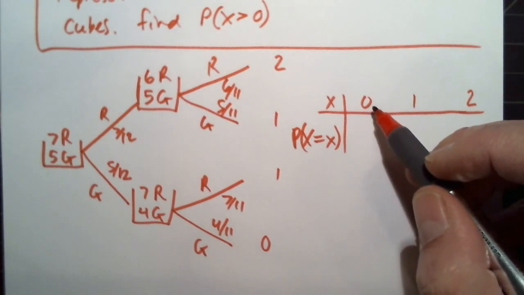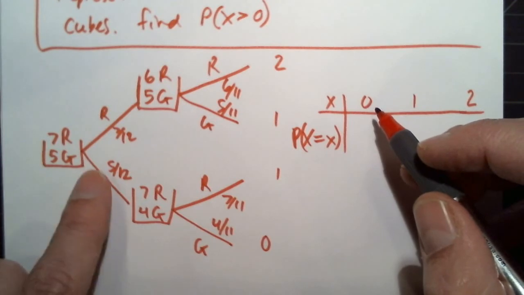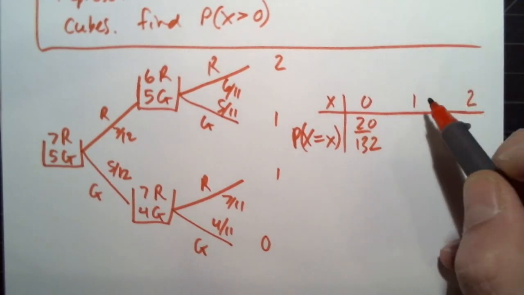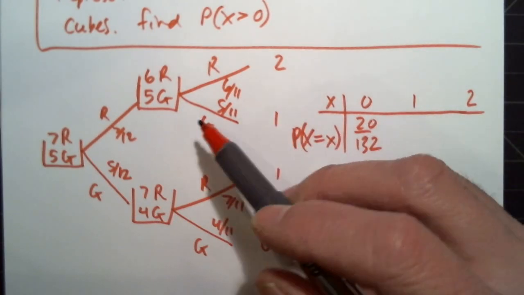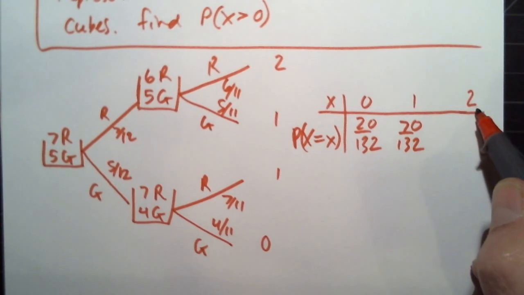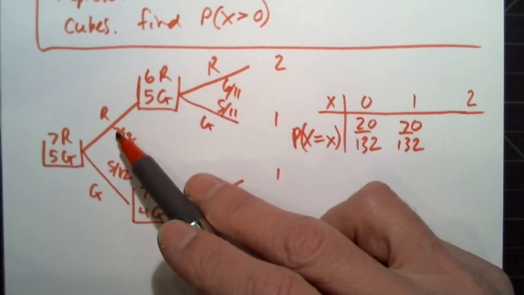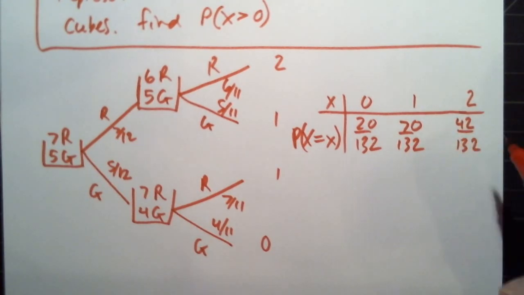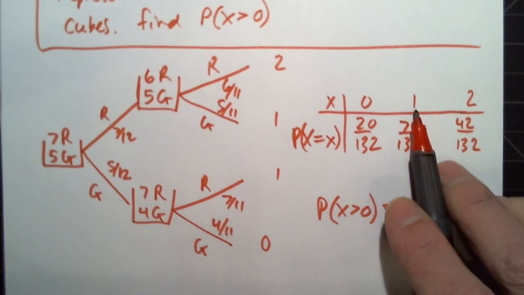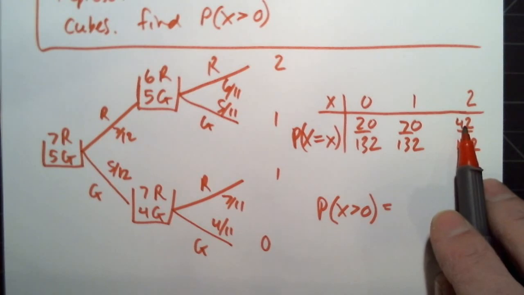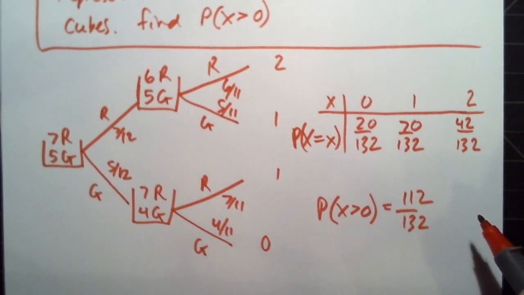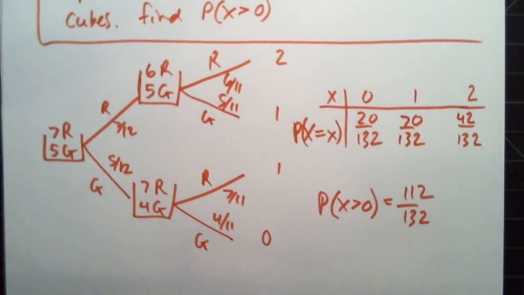The probability of 0 reds is down here with 2 greens, and we'll go 5 times 4 and 12 times 11. 20 over 132. And we can have one red 2 different ways. So here we have a 35 and 35, so that'll be 70 over 132. 2 reds. That's going to be 6 times 7, 42 over 132. And then we find the probability that x is greater than 0. Well, that means x could be 1 or 2, and we just add those together, and we get 112 over 132, and that reduces. We'll just leave it like that. And that's the end.